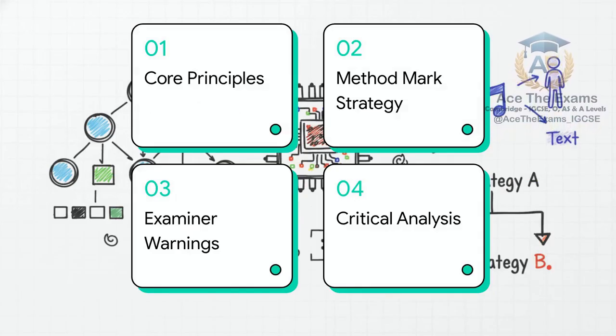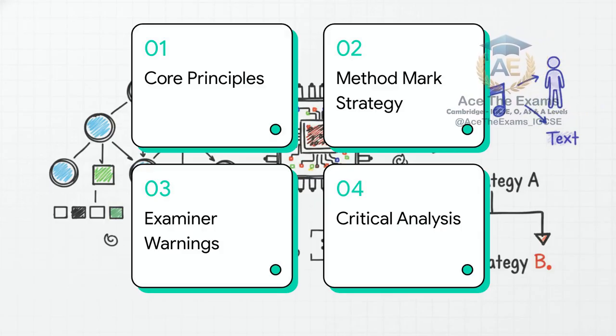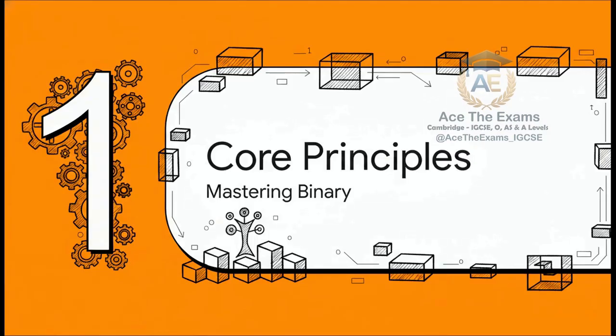Here's our game plan. First, mastering core binary principles. Second, the method mark strategy. Third, the top 3 examiner warnings. And finally, winning critical analysis marks. Let's jump right in. Section 1.